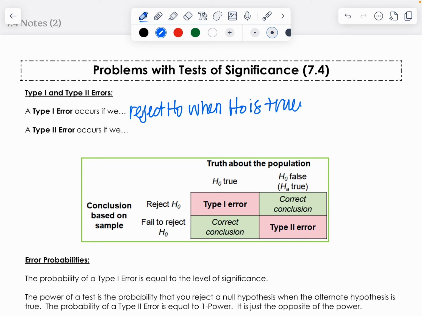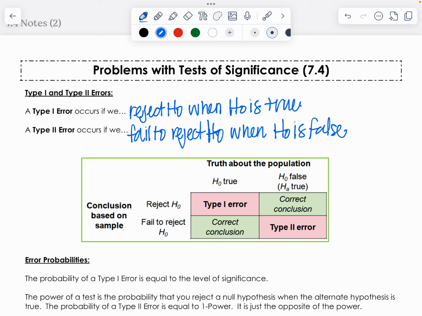The type 2 error is the opposite. That happens if we don't reject the null, we fail to reject. That's our other option. When it is false. All right, so it should have been rejected. I guess that's an important thing.